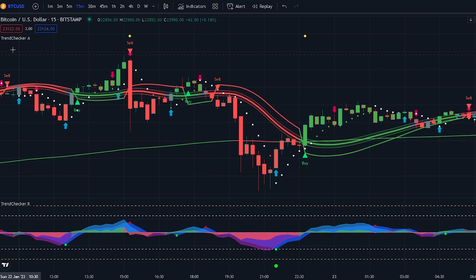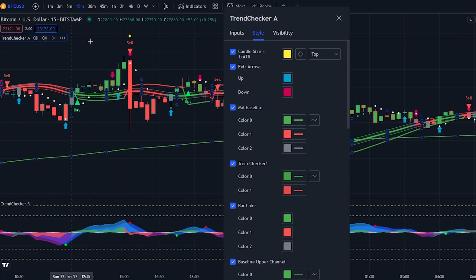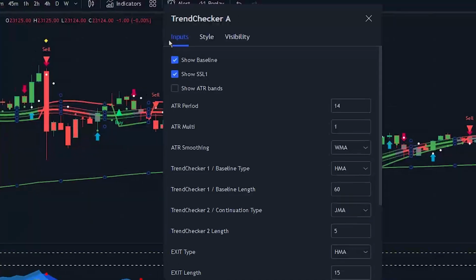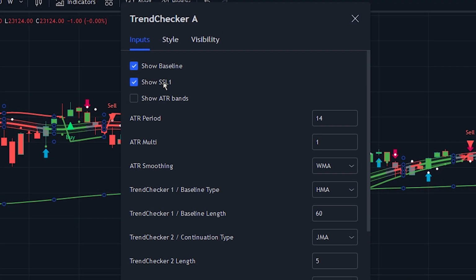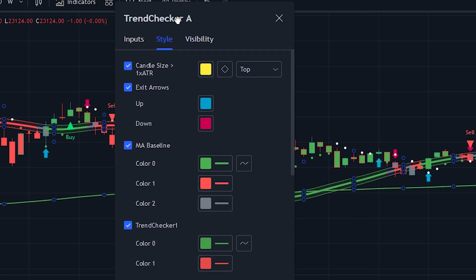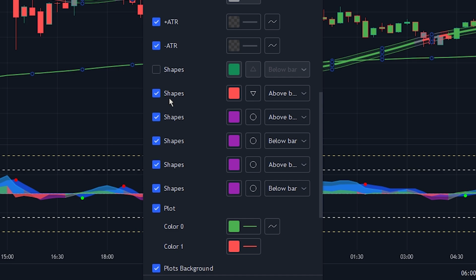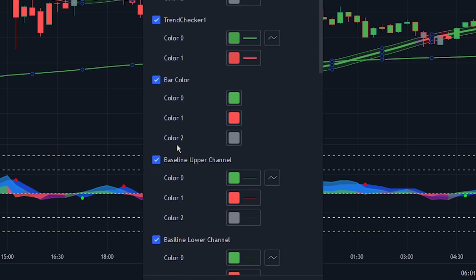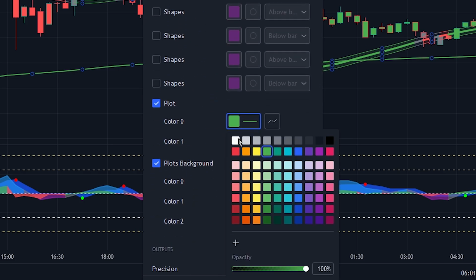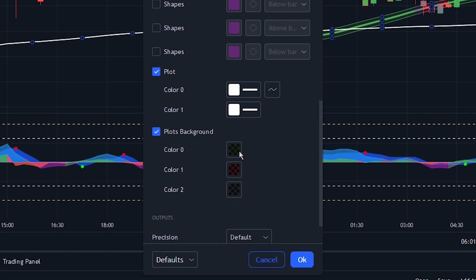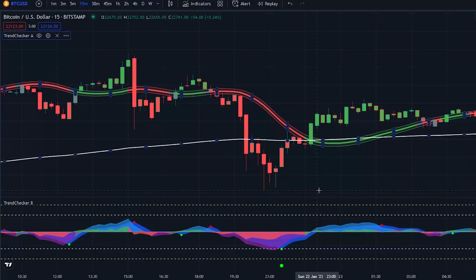Head over to the Trend Checker A indicator settings and click on the Inputs tab. We will be unchecking the SSL line. After that, navigate to the Style tab. Here we will uncheck the candle size, exit arrows, Trend Checker 2, and shapes checkboxes. After doing that, we will change the moving average colors to white. That was all that we needed to do. Now let's take a look at how we will use both indicators to enter into a position.